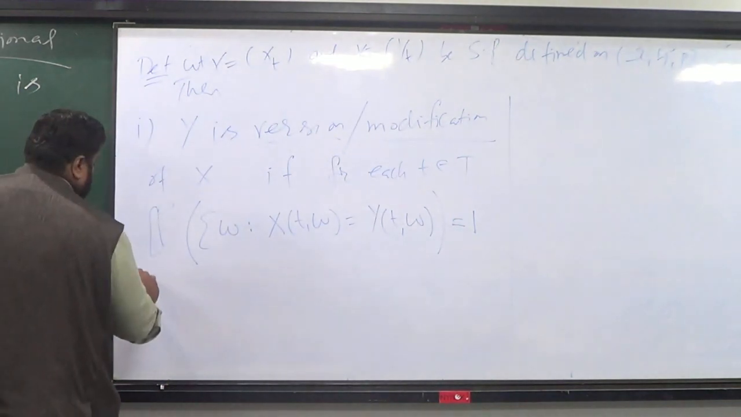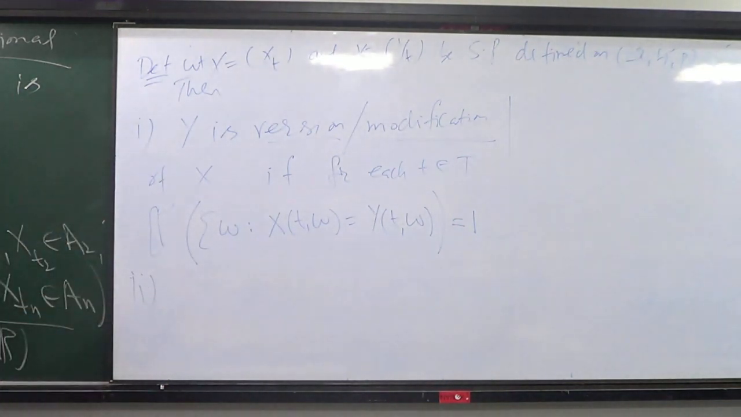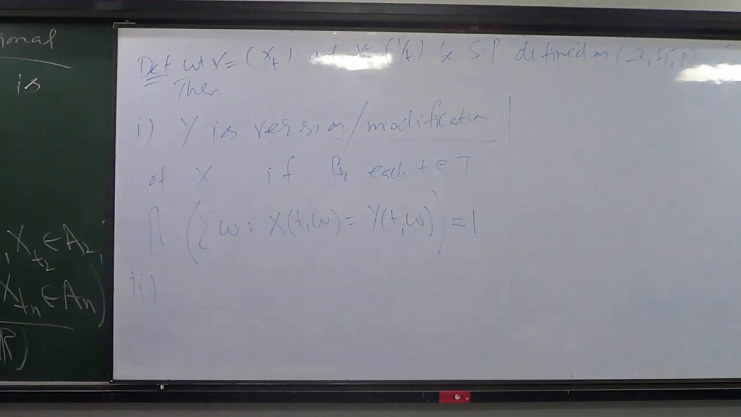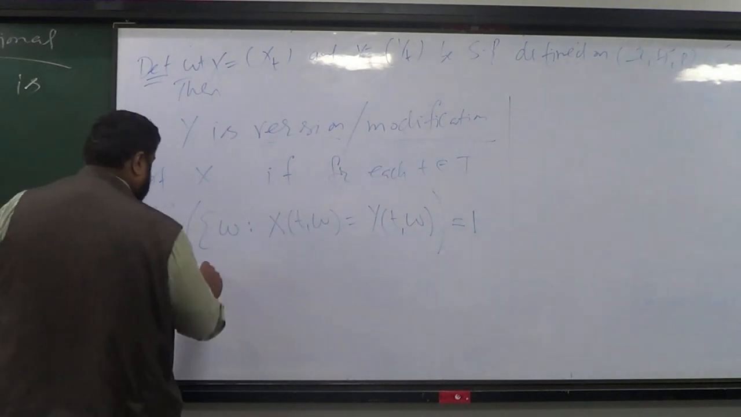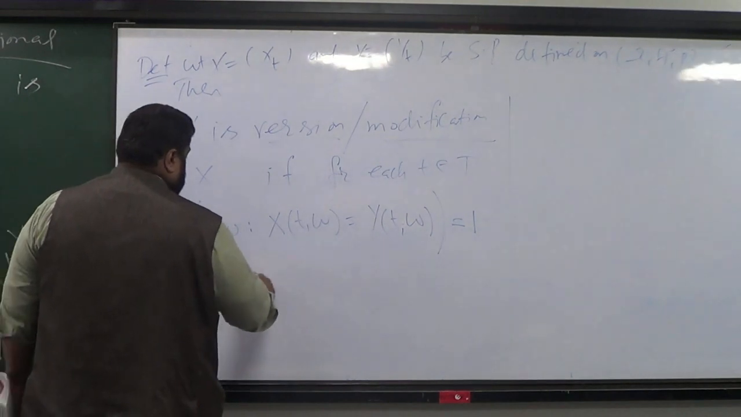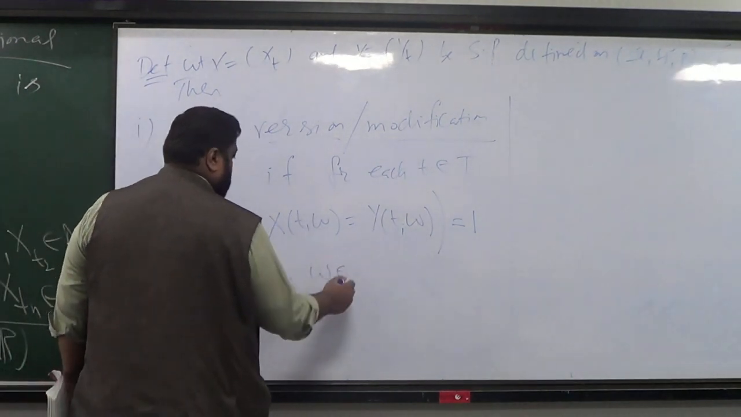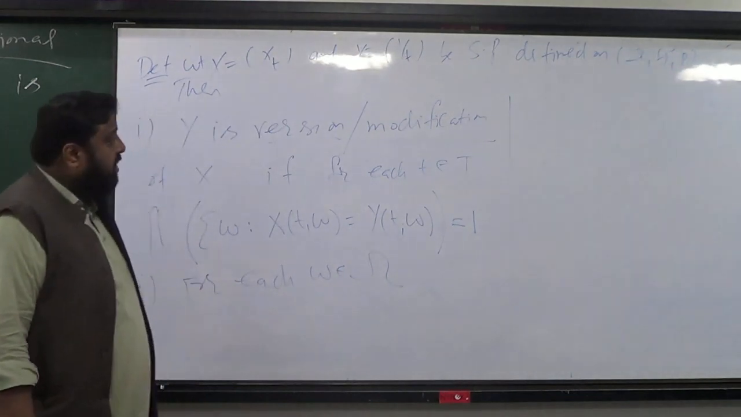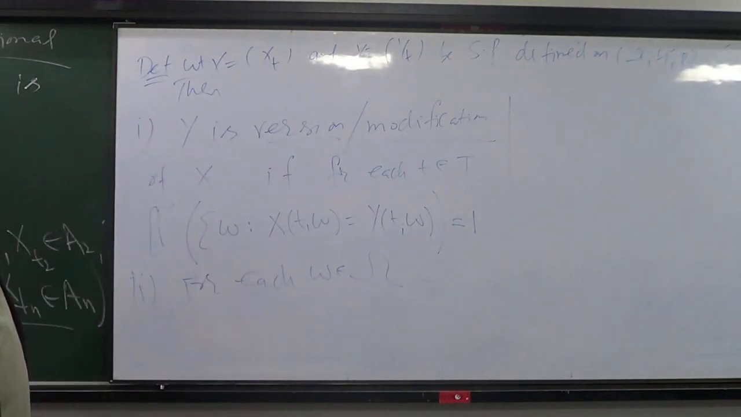But obviously, you can also look at their equality from the perspective of the t. In other words, for each omega. Which is also the original Y. Yes, you can say that if you treat Y as a primary process, then yes, it's the version of X.